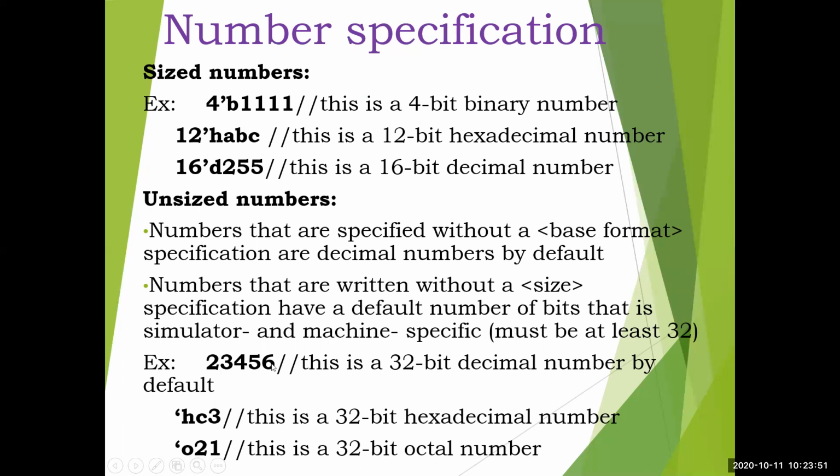Example here, first one, 23456, this is a 32-bit decimal number by default. How did we say 32-bit? Because it is machine specific. Similarly here, size is not mentioned, so this is a 32-bit hexadecimal number. 32-bit came from the default machine specific, and hexadecimal came from this base format. If base format is not mentioned, it is by default a decimal number. Clear? And then 'O21 is a 32-bit octal number. This 32-bit is machine specific. If you are using 64-bit, you should remember to mention that. So this is about sized and unsized numbers.